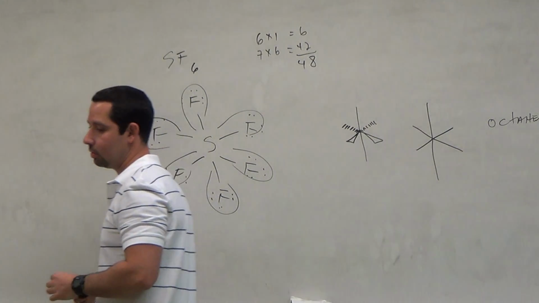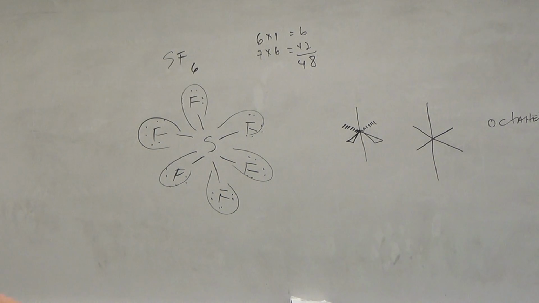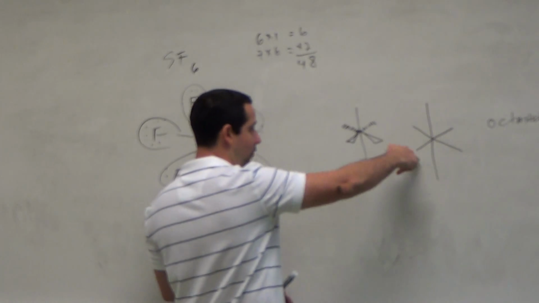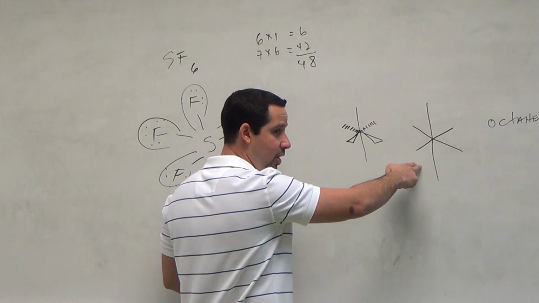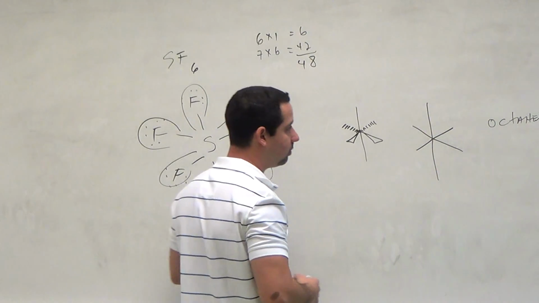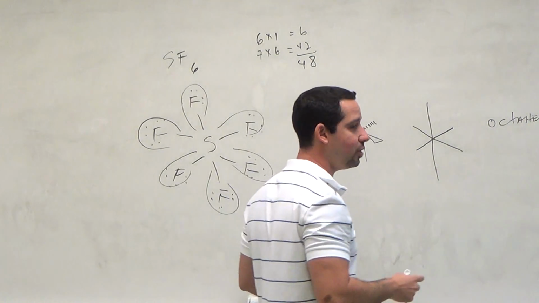Like a diamond? Yeah, something like that. So the molecular shape of octahedral geometry is, for this one, octahedral. Yes or no? Yeah. What's the hybridization?